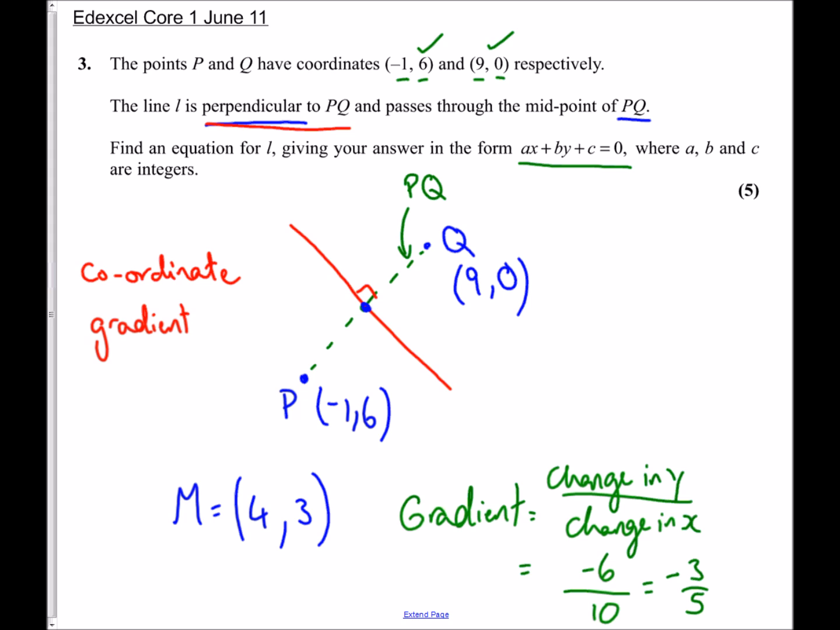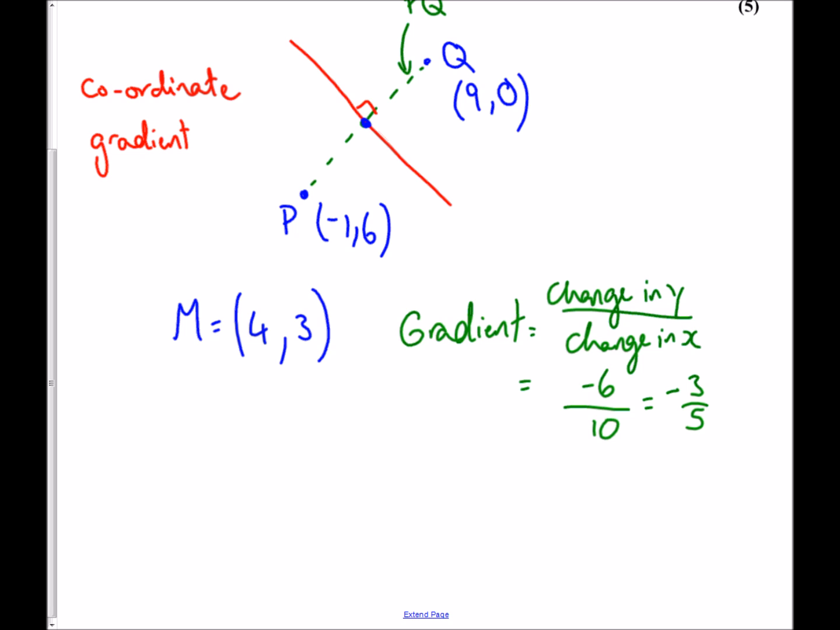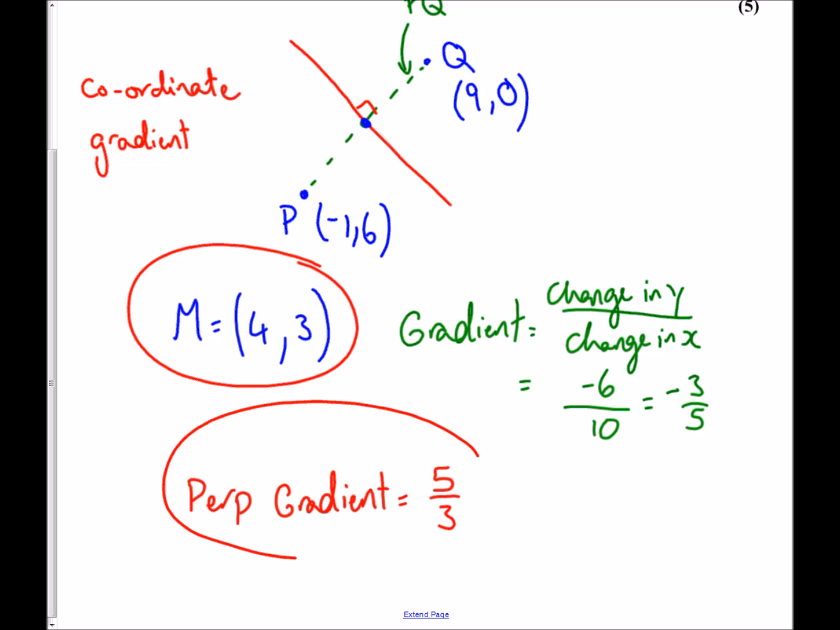Now that's the gradient of the line PQ, not the gradient of the line I want to find. The gradient of the line we want to find is perpendicular. So hopefully we remember that to find the perpendicular gradient, I'm looking for a number which when I times -3/5 by, I'll get -1. And we know that that's a negative reciprocal. So in this case, that's going to be 5/3. Again, in layman's terms, flip it and change the sign. So now we've got a coordinate on the line. We've got the gradient of my line. So I'm all good to go with finding the equation of my line.